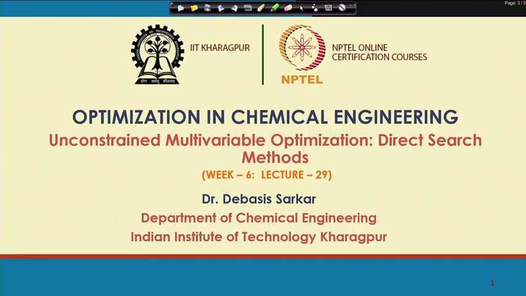Welcome to lecture 29. This is week 6 and we are talking about direct search methods for unconstrained multivariable optimization problems. In our previous lectures, we have introduced simplex method, which was a very popular direct search method. In today's lecture, we will introduce one more direct search method known as Hooke-Jeeves pattern search method.